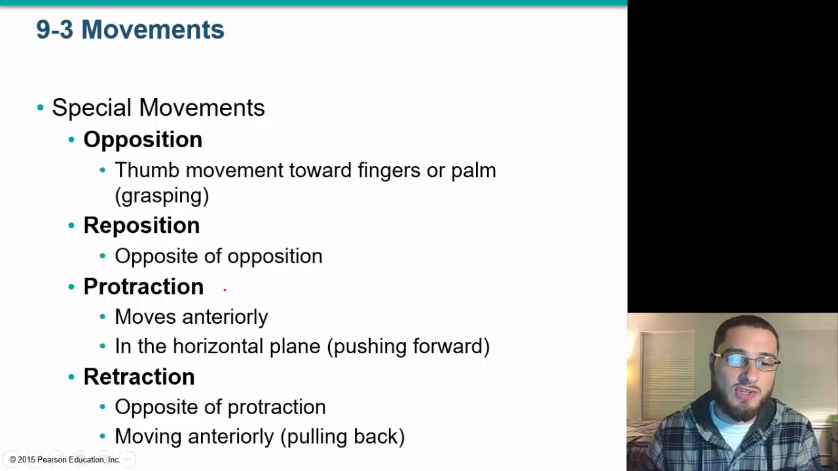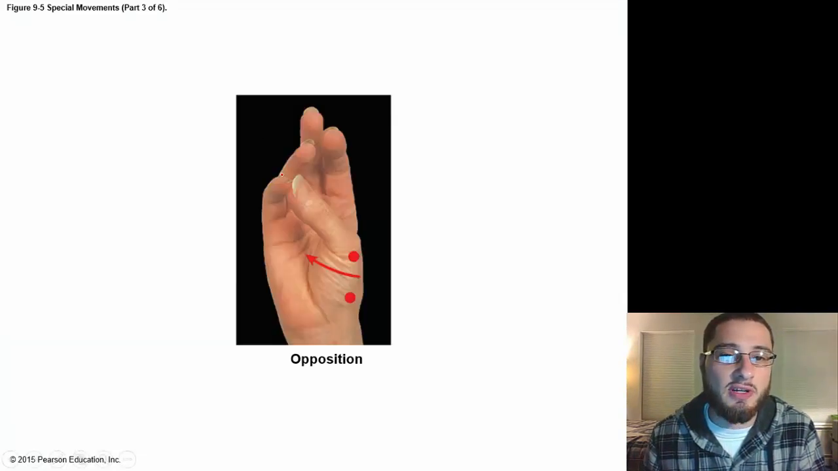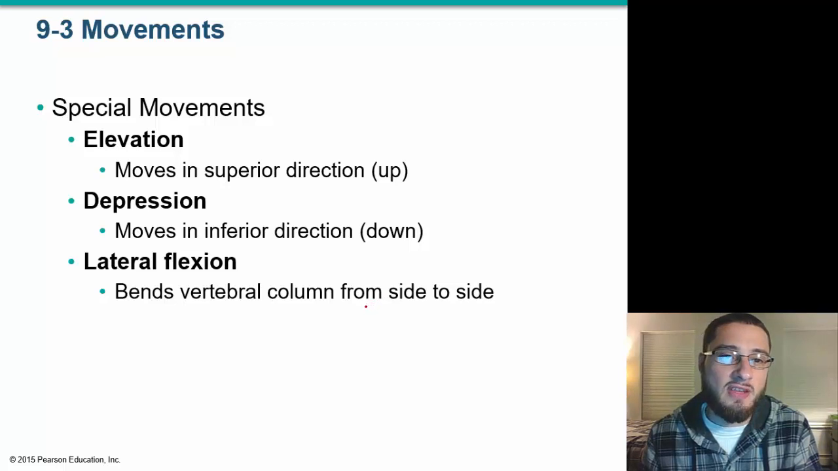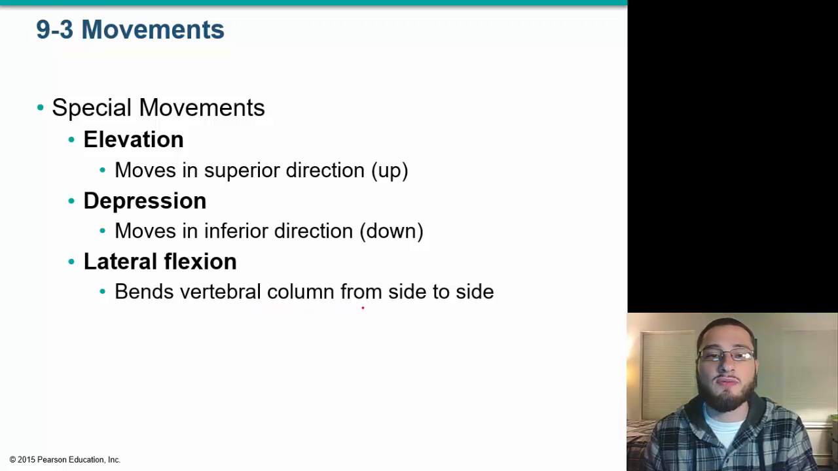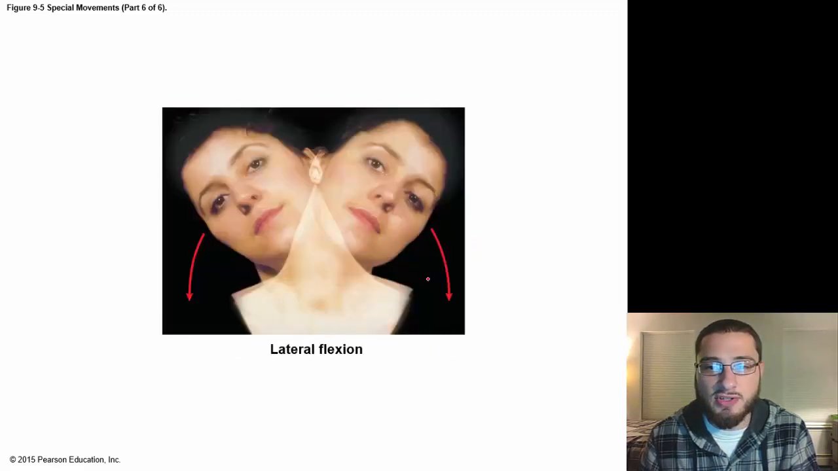Opposition, reposition, protraction, retraction, more terms that are used to describe movements of the joints, movements of the body. Retraction, right? If you were to move your mandible backwards, you'd be retracting it. If you're moving it outward, you'd be protracting it. And then you have elevating things or elevation, and depression, lowering things, making them move down. And then lateral flexion, where we talk about the bends of the vertebral column from side to side. If you have your vertebral column, you're moving it this way, you're moving it this way. Those are lateral flexions. You're moving them away from the midline. Depression, down, elevation, up, lateral flexion, away from the midline, either way.